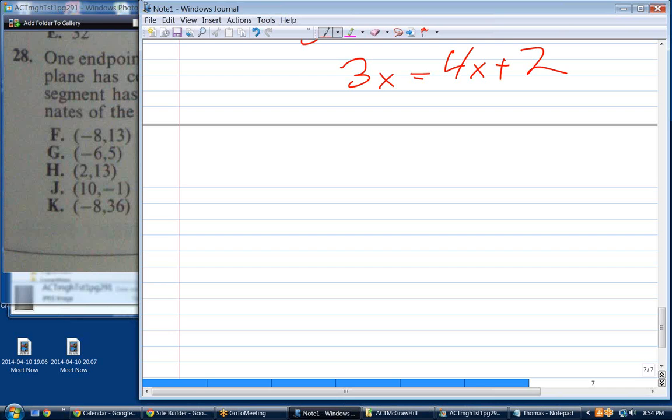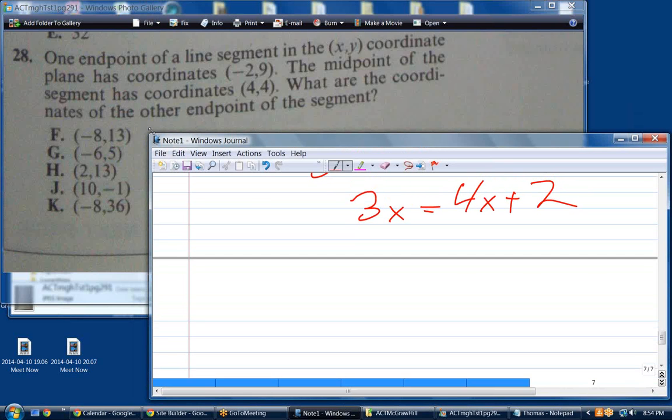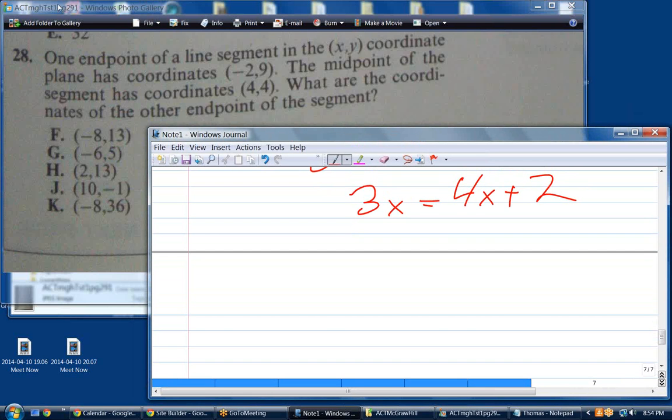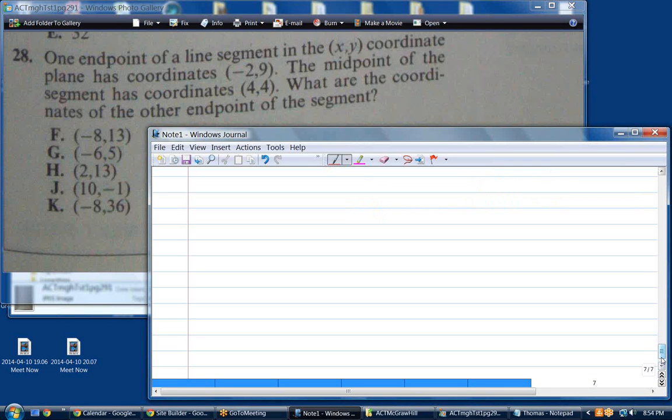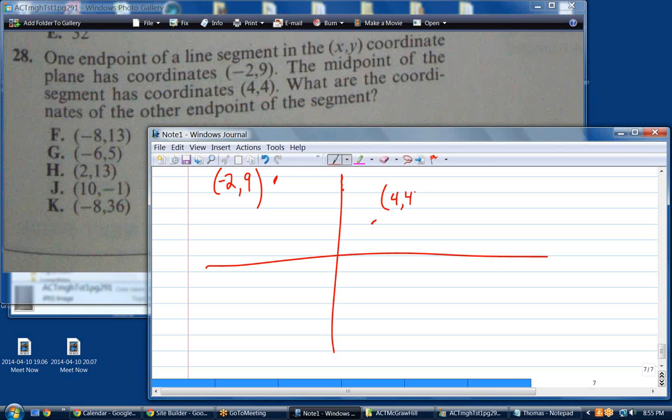Here's another question that gets asked repeatedly. In test 2, they got 2 of these questions in the first 15 questions, with different numbers but exactly the same thing. One endpoint of a line segment in the xy coordinate plane is (-2, 9). The midpoint of the segment is the coordinates (4, 4). What are the coordinates of the other endpoint of the segment?